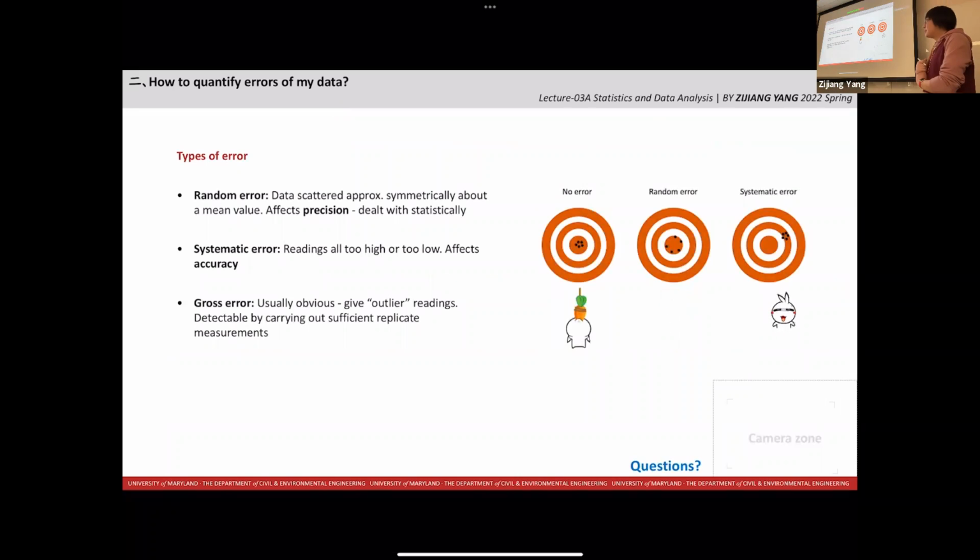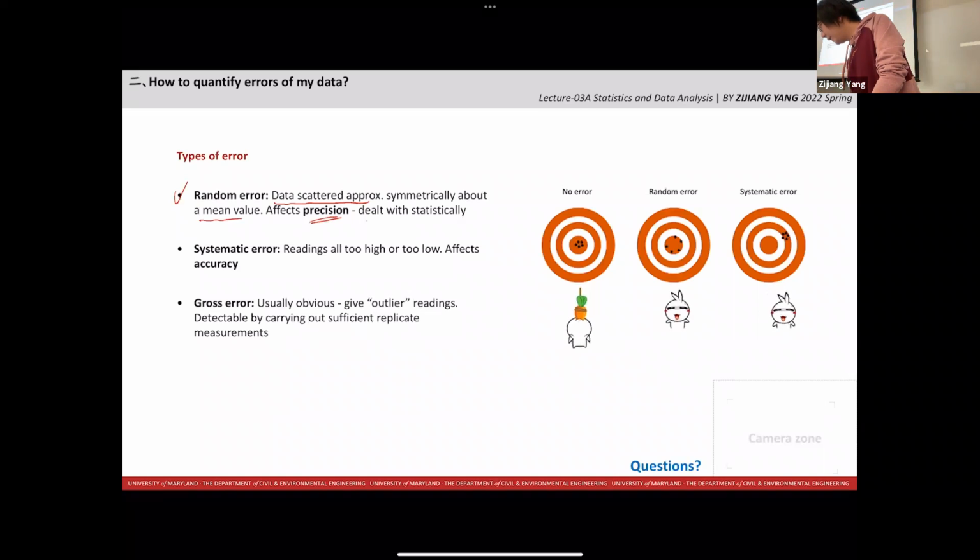The next slide is about the types of error. So the first one is random error. When we are doing the measurements, anything will be influenced by the environment or by nature, and they are random. So in this case, the data are usually scattered approximately symmetrically about a mean value. It will affect precision. I will talk about precision in the next slide.